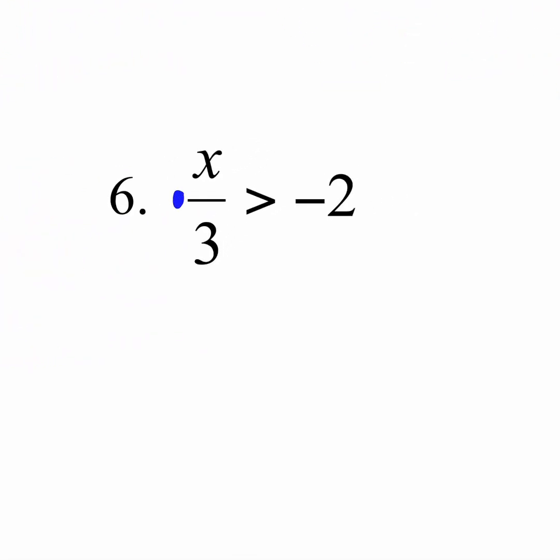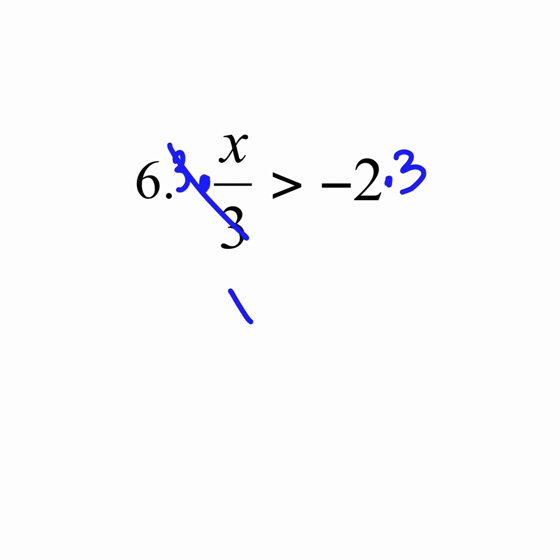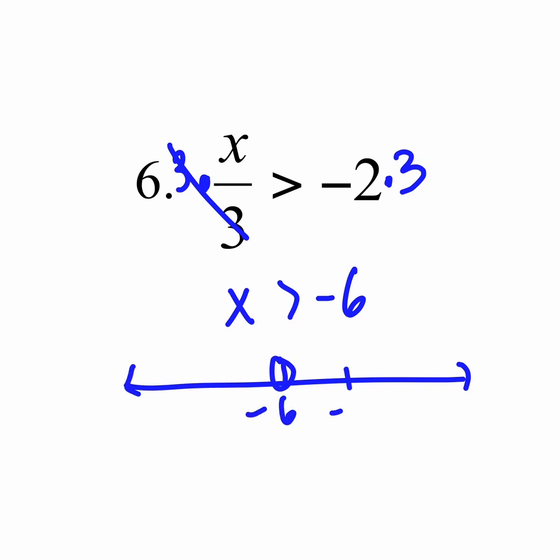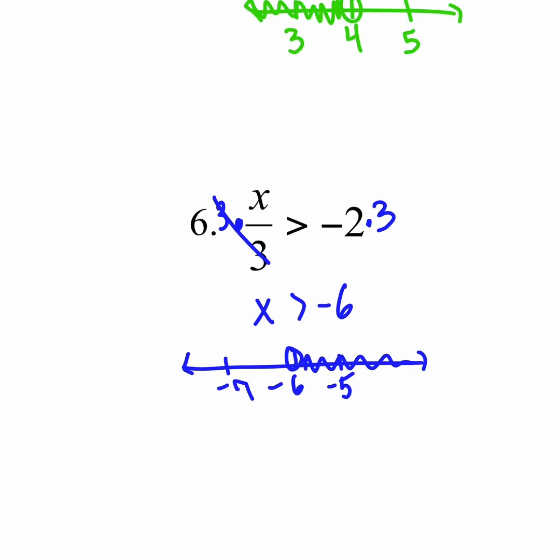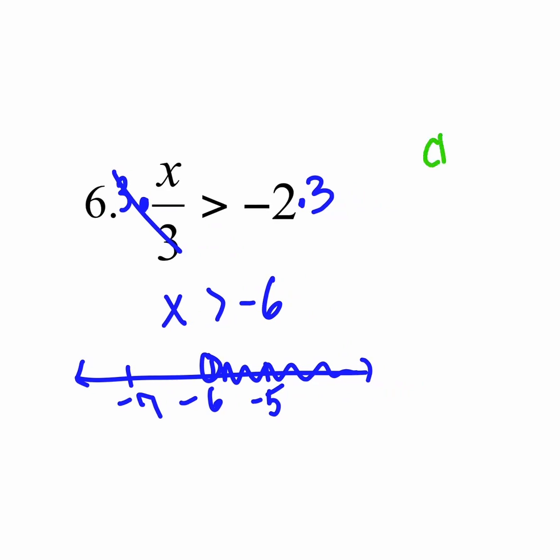Number 6, I'm going to go ahead and multiply by 3. I don't need to write the word flip because I didn't multiply by a negative. Doesn't matter that my answer is negative. It's only if you multiply or divide by a negative. Open circle. Shade to the right. Now we talked about checking them, so let me just show you one example of checking.